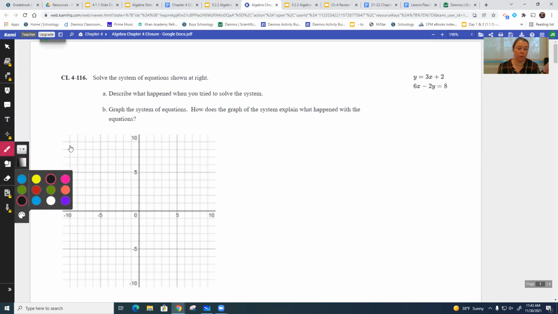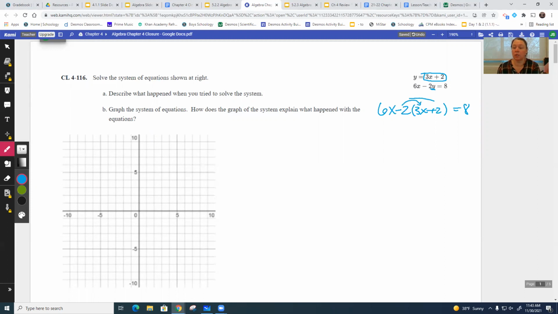So let's do this. When I look at this right here, I see a y equals, and that makes me want to use substitution. I know y equals 3x plus 2. So here where I see a y, I'm going to substitute in 3x plus 2. So I have 6x minus 2 times 3x plus 2 equals 8.